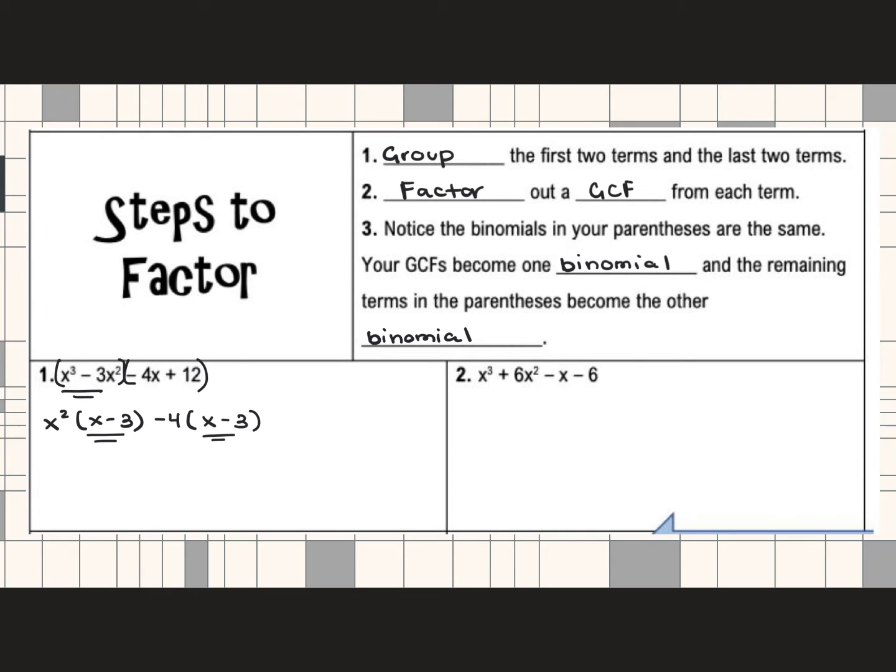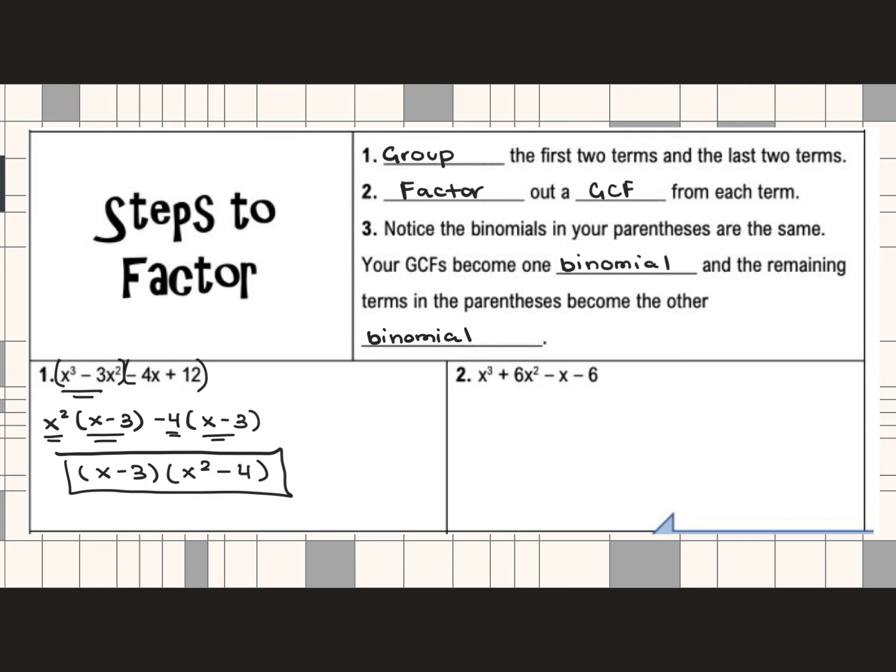Once I've determined that what's in my parentheses is the same, that becomes one binomial. Then I take my GCFs of x squared and negative 4, and I group them together. And now I've just factored using the grouping method.